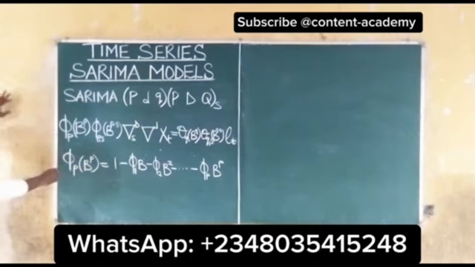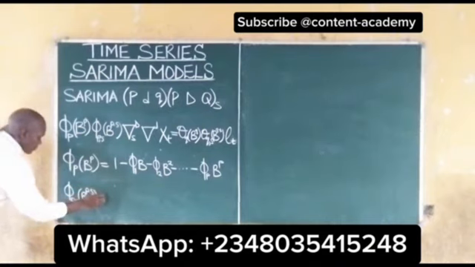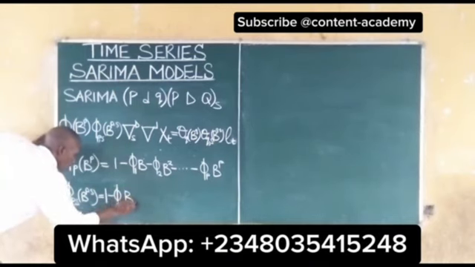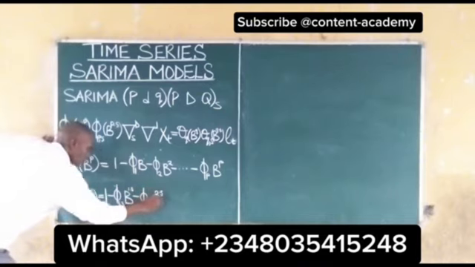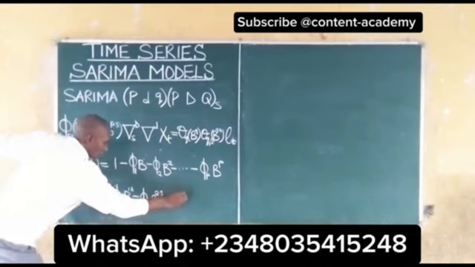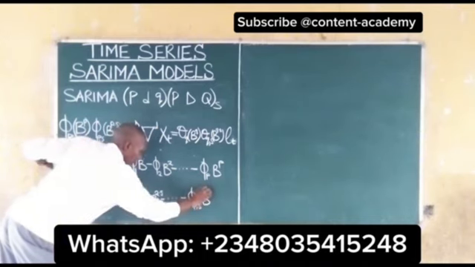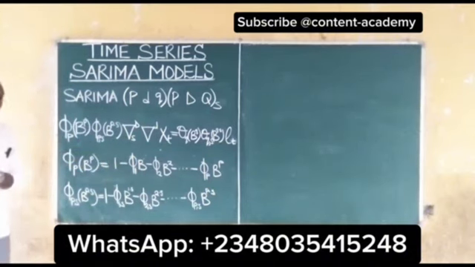Now, the seasonal part of it, phi p comma s, B to the p multiplied by s, is computed as 1 minus phi 1 comma s, B to the 1 multiplied by s, minus phi 2 comma s, B to the 2 multiplied by s, which is 2s. It goes that way to give us phi p comma s, B to the p multiplied by s. So this is how the seasonal part can be computed.